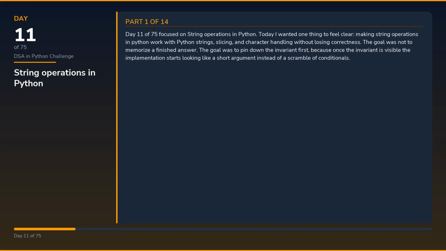Day 11 of 75 focused on string operations in Python. Today I wanted one thing to feel clear: making string operations in Python work with Python strings, slicing, and character handling without losing correctness. The goal was not to memorize a finished answer. The goal was to pin down the invariant first, because once the invariant is visible, the implementation starts looking like a short argument instead of a scramble of conditionals.